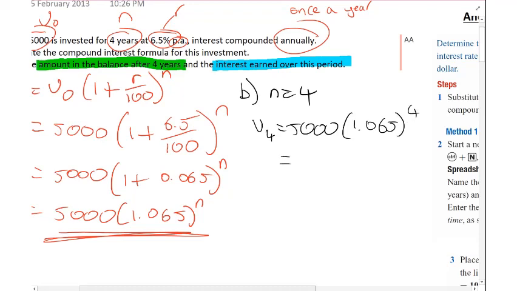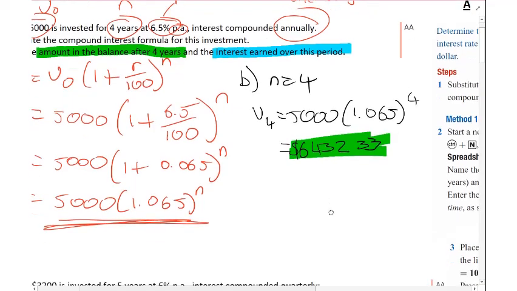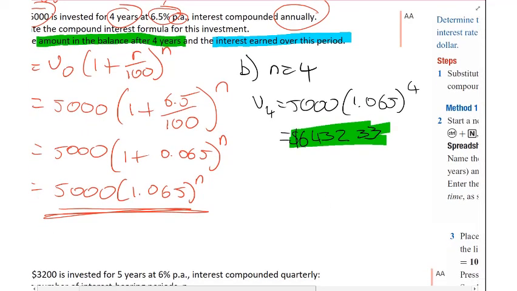Then we get an answer of $6,432.33. So that I'm going to highlight in the green. You can imagine this could be almost like a 2-mark question. I'm not saying it would be, but it could be, and that would be your first mark. But that's giving you your V4. So that's giving it what I've said in the green.